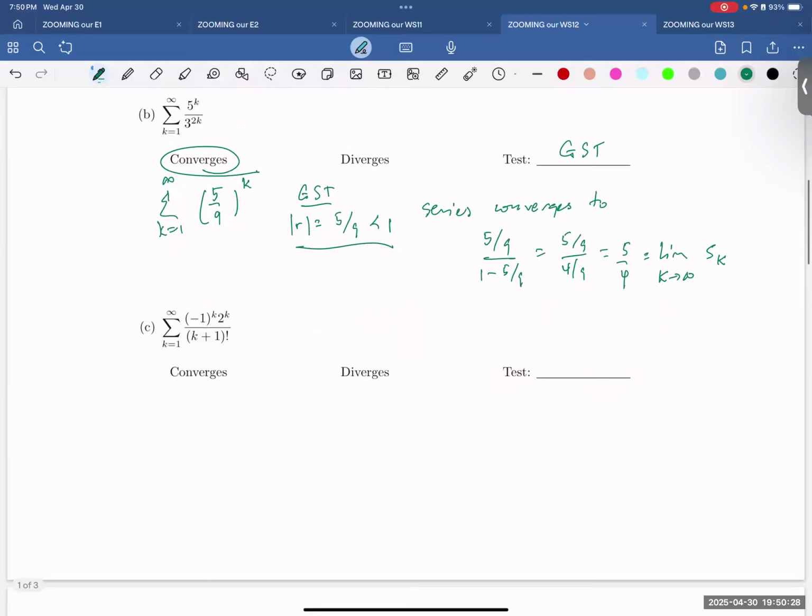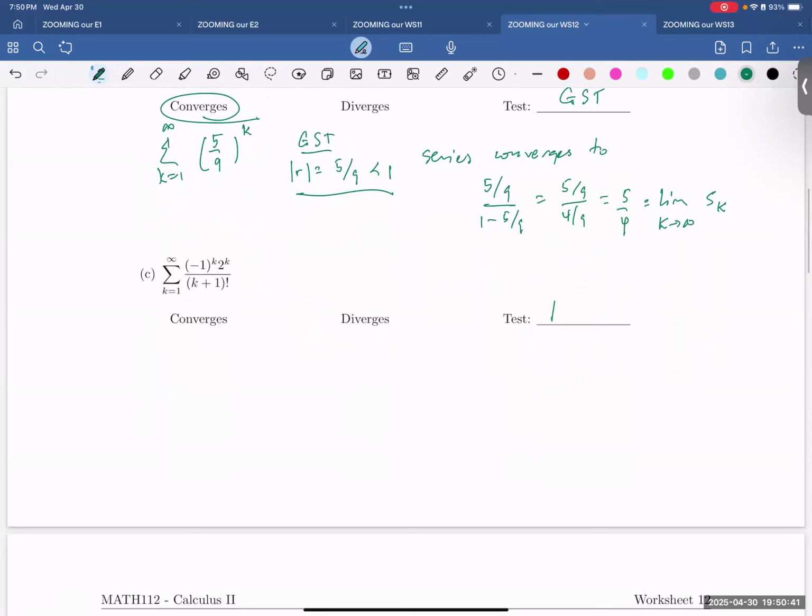Then the next one, okay, that is an alternating series, but it also has this factorial in it. And with the factorial, typically the ratio test is the way to go. So ratio test, that's the limit as k goes to infinity of the absolute value of the k plus 1th term, 2 to the k plus 1 over k plus 2 factorial, times the reciprocal of the kth term.